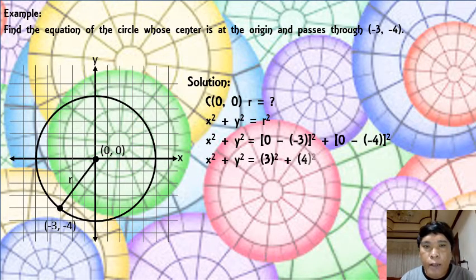Then simplify. r squared is equal to 3 squared plus 4 squared. Then simplify. 3 squared is 9 and 4 squared is equal to 16. Then add 9 and 16 gives us 25. So therefore, the equation of the circle is x squared plus y squared equals 25.